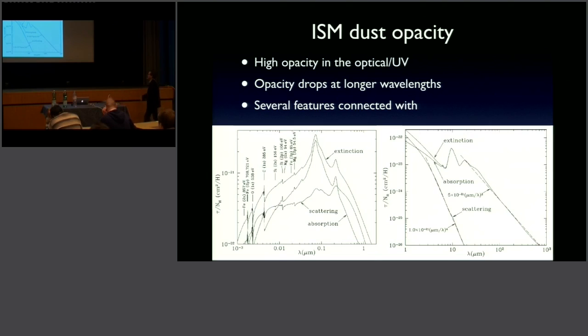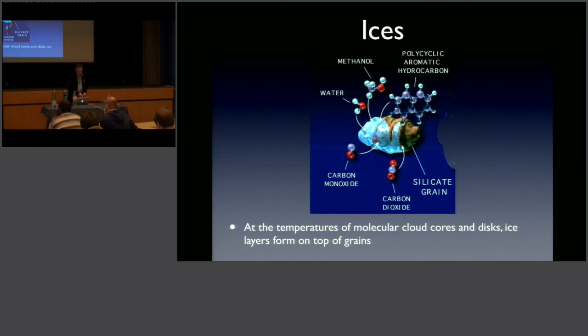So these are small grains composed mainly of silicates and carbonaceous material. The silicate feature is the one that you see here at 10 microns, essentially, and the peak here is due to the carbonaceous material, essentially, in the ultraviolet.